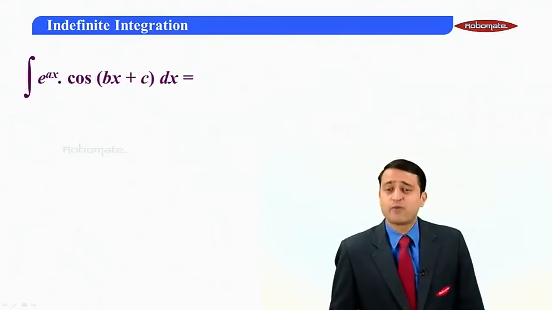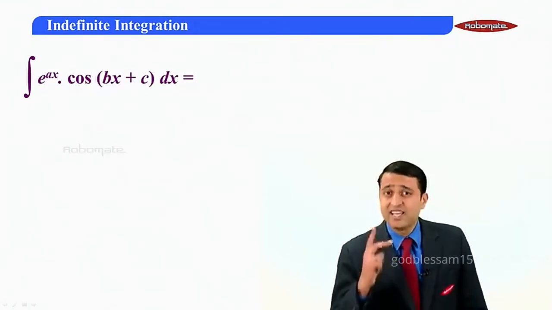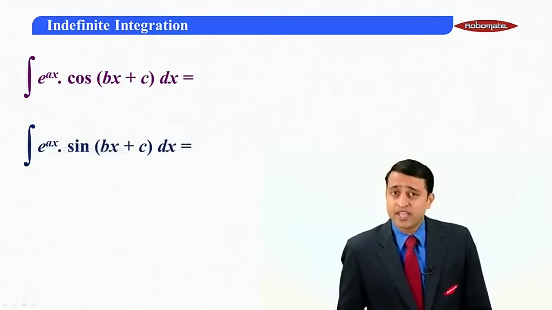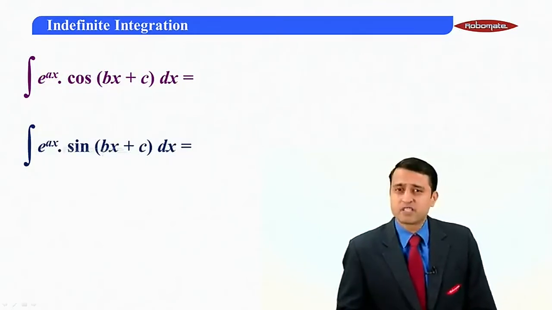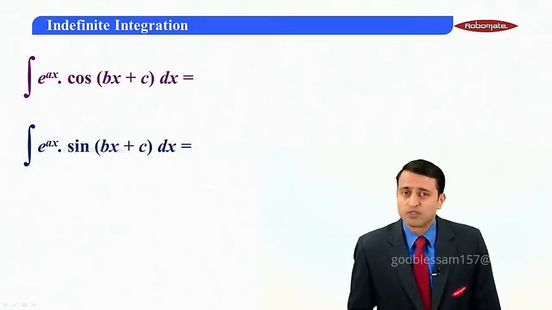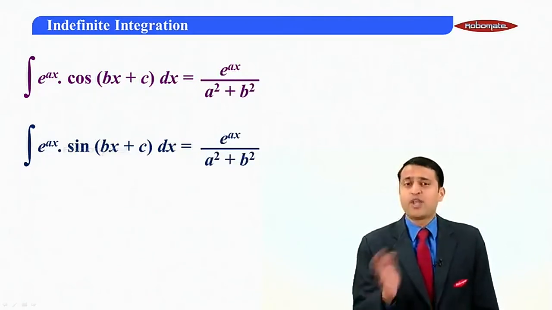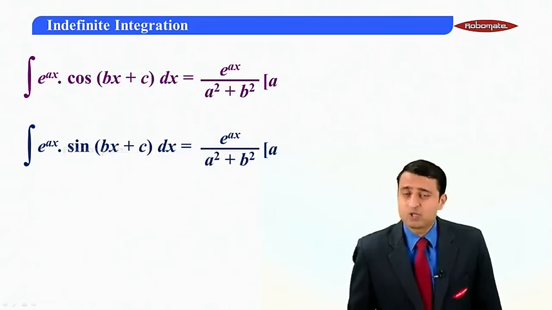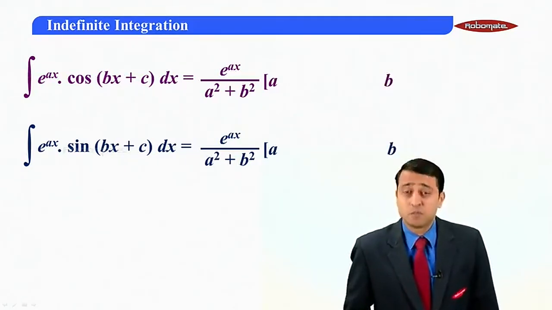Along with this we require one more formula. So the two integrals which can be asked are e raised to ax cos of bx plus c and e raised to ax sin of bx plus c. Now the formulas are very much similar, so we'll understand them together. The right hand side for both will have e raised to ax upon a square plus b square. Following it, you will have a bracket having two terms a and b. So if you see, both of them start with a, the second term for both of them is b.